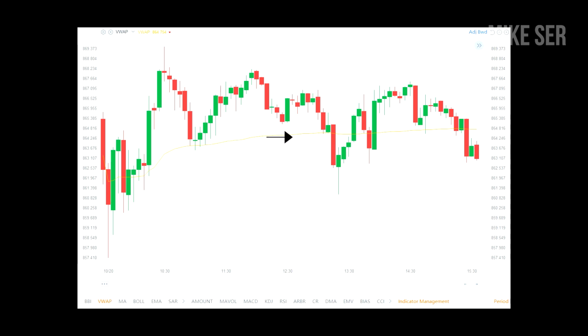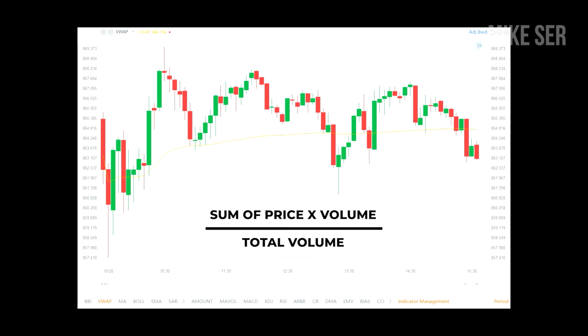In addition, if the price goes below the VWAP line, then traders will be looking to short the stock. Now, for those who utilize the moving average indicator, it's not similar, because the VWAP line calculates the sum of price multiplied by the volume and then divided by the total volume. So the main difference is the VWAP line calculates based also on volume.